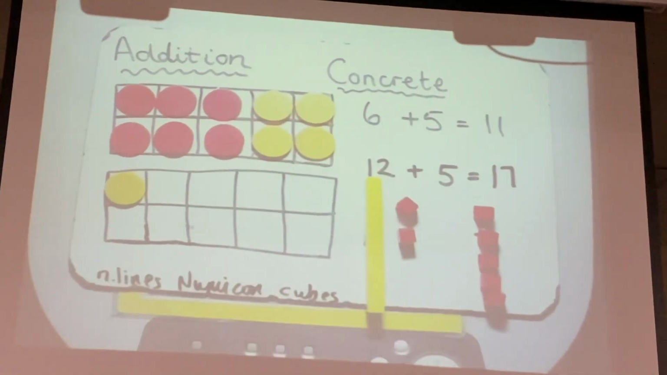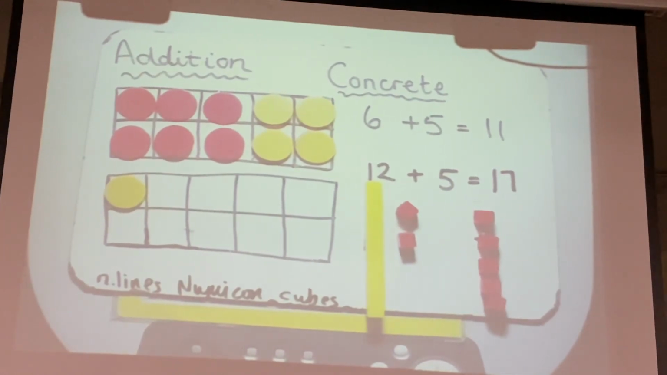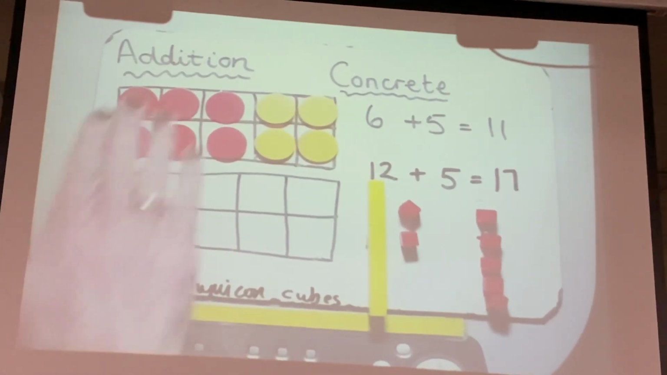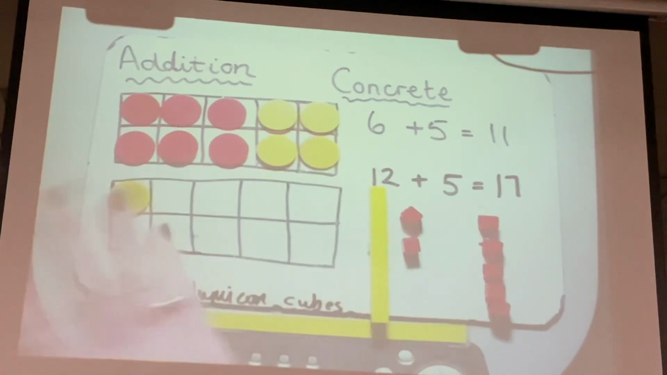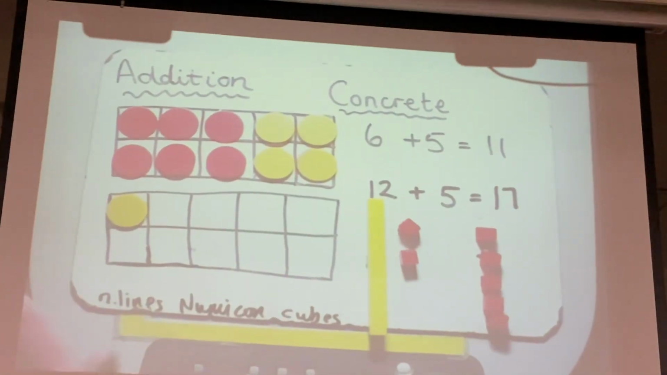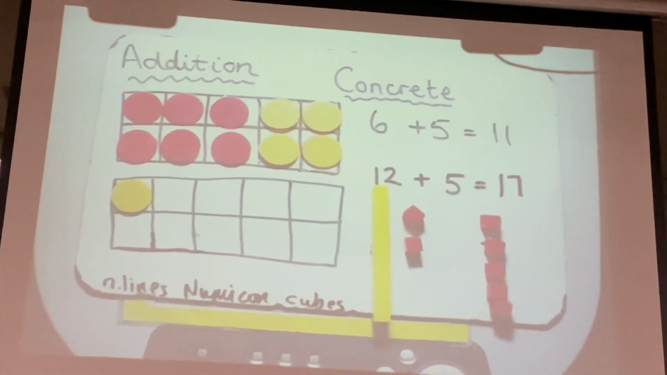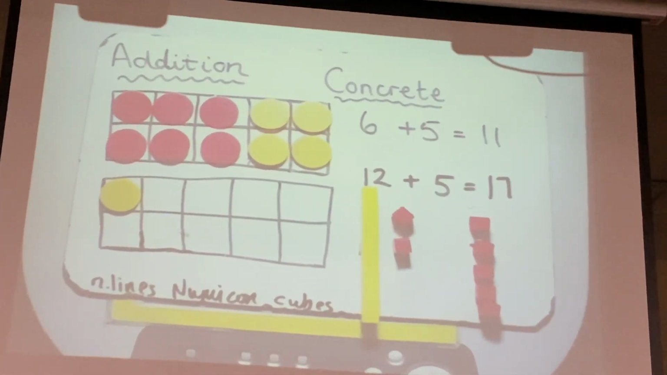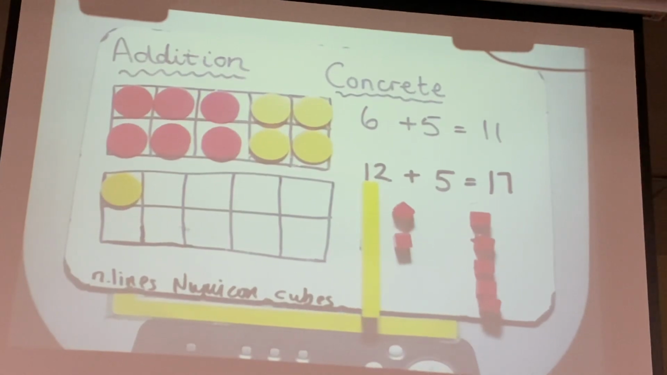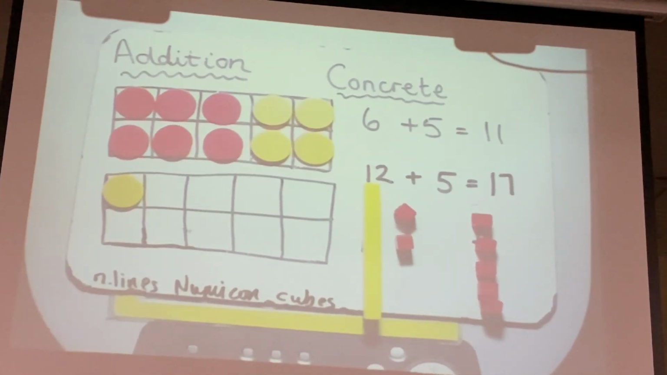And we would also use that for word problems. So there are 6 cars in the car park, 5 more drive in. How many do we have all together? And that use of language from very early on from reception is so important. As well as that, number lines, Numicon and cubes are used for addition.